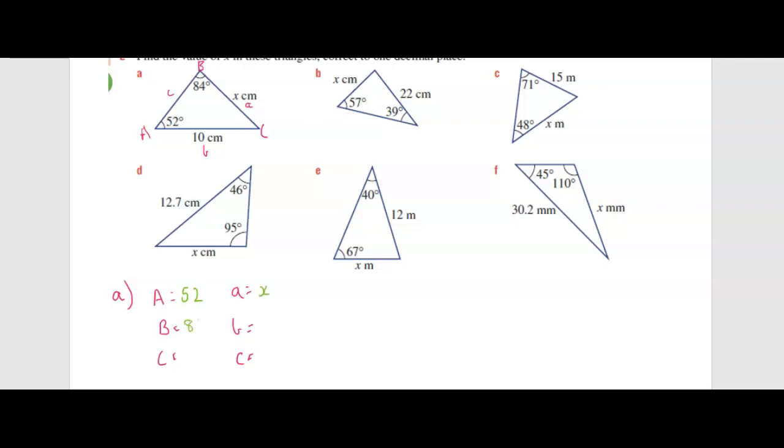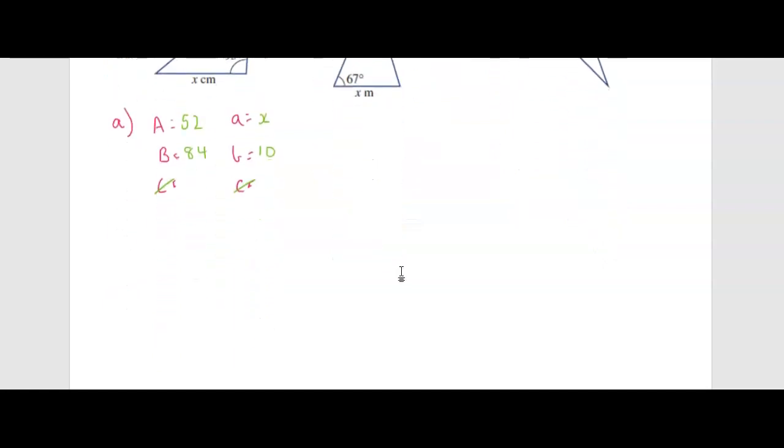Okay, 84. C hasn't been given to us, so I'll cross that out. Little b is 10, and we don't have a little c. So when I'm using the sine rule, I'm going to be using a and b. So remember, always put your unknown first. So it's going to be little a over sine a equals little b over sine b. So I have to be consistent. If I've got my lowercase letters on the numerator, both have to be on the numerator. If they're on the denominator, they have to be on the denominator.